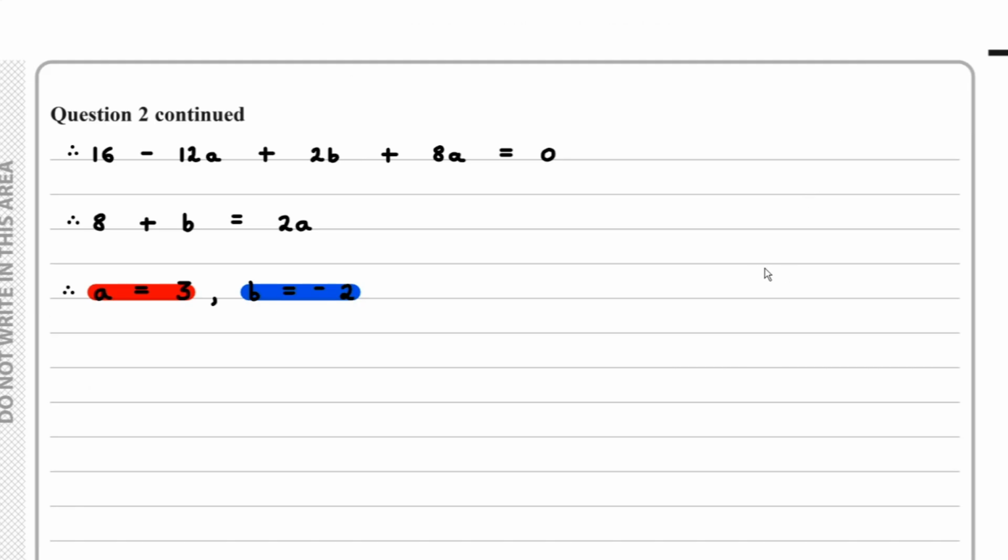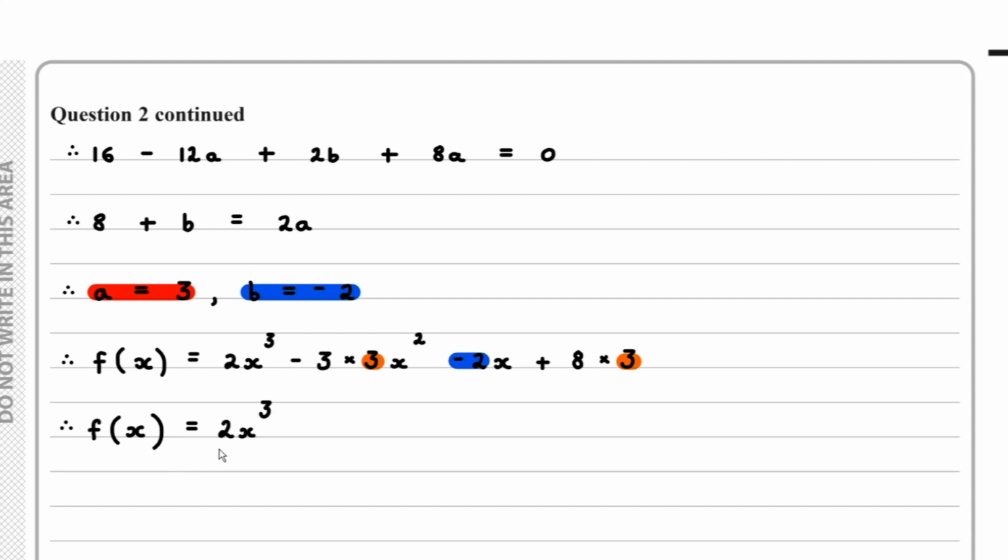Knowing what a and b are, we can now state what f of x is. So f of x is equal to 2x cubed subtract 3 multiplied by 3 multiplied by x squared subtract 2x plus 8 multiplied by 3. If we simplify this, f of x is equal to 2x cubed subtract 9x squared subtract 2x plus 24.